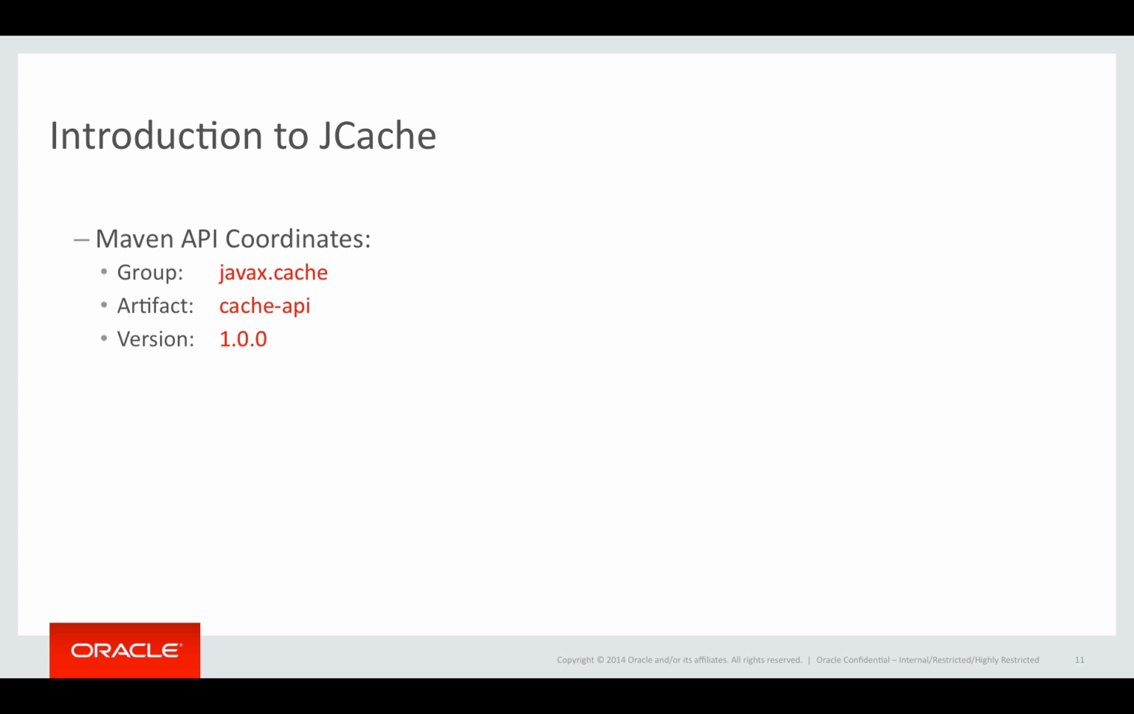If you're using Maven, you can get the JCache API quite simply by using these Maven coordinates. Notice these are just the API itself, not implementations.